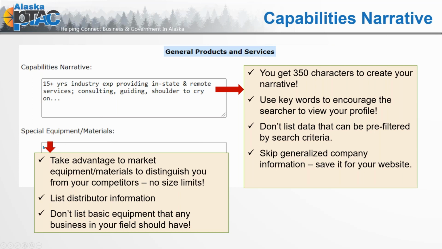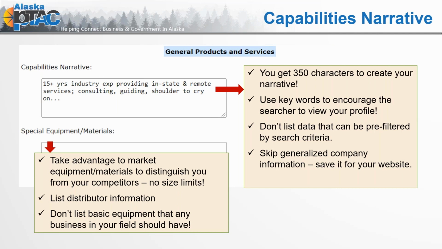Now the special equipment materials box next underneath, this is a free form text box. It doesn't have a character limitation that I know of, so you can take advantage. So we can market equipment materials that distinguish you from your competitors. If you're a paint company, don't list that you have ladders, paint equipment. You know, we want to assume that you have that basic equipment needed. But if you have specialty equipment that most painting companies wouldn't have, especially if you're doing exterior painting and you can do multi-story, great. Those type of things that distinguish you from your competitor.